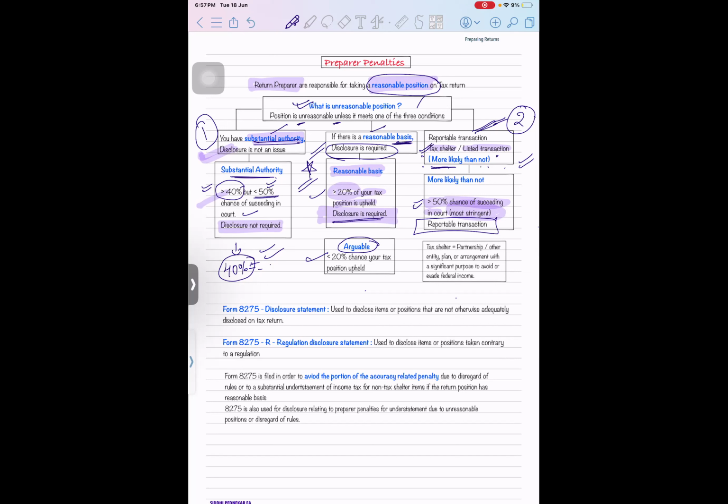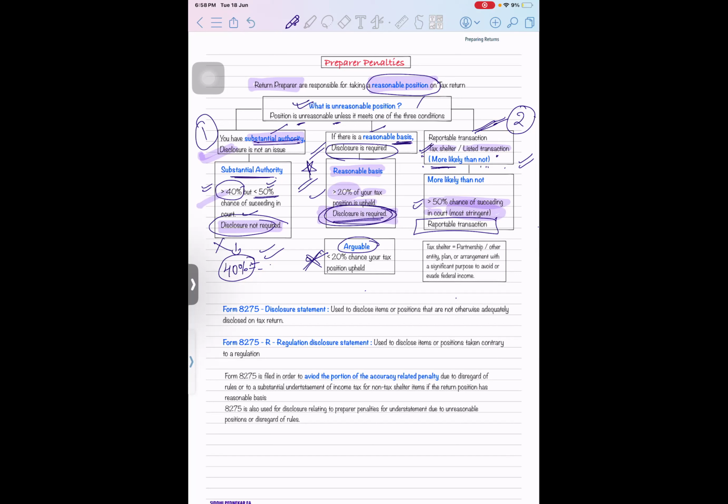And the second one is reasonable basis. If you think your position is going to be upheld more than 20% of the time, then you should report it, disclose it. So whether disclosure is required here: first, no disclosure. Disclosure is required only for reasonable basis when more than 20% chances are there for upheld. If there are less than 20% chances, no need to disclose it.